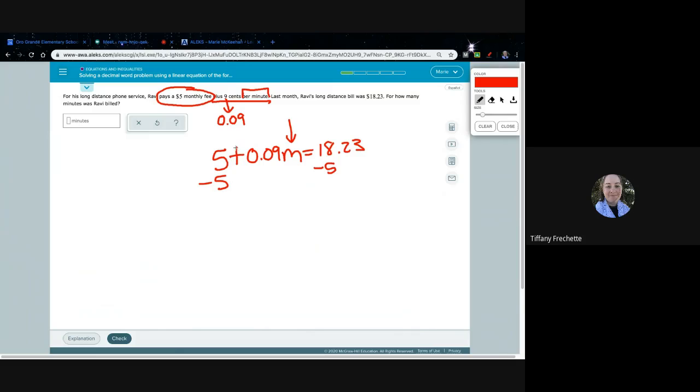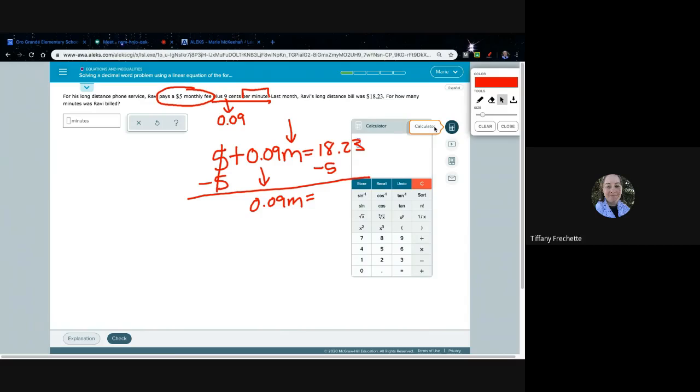I don't mean this addition here. This plus sign belongs to the 0.09. There's actually an invisible plus sign right in front of the 5. If you don't see anything in front of a number, it means it's positive. And to undo a positive, we subtract. So I have 5 minus 5, that's 0. And then we bring down 0.09 M equals. I'm going to go to my calculator here just so I can get it started.